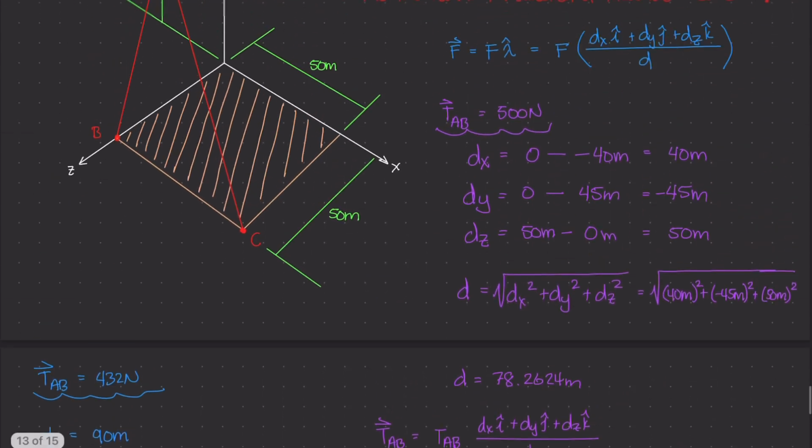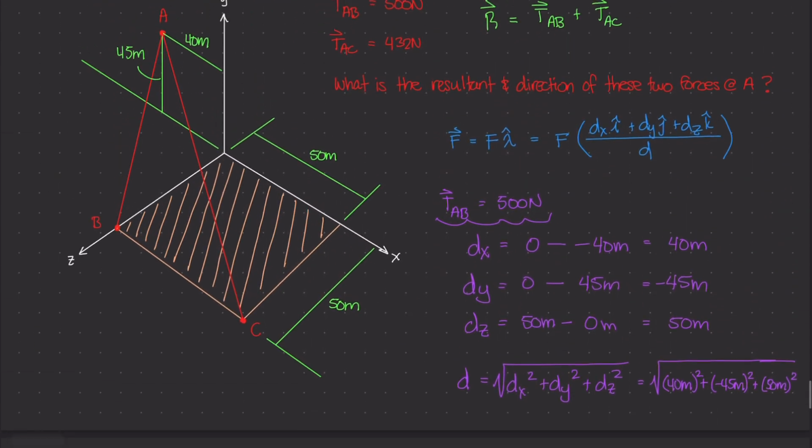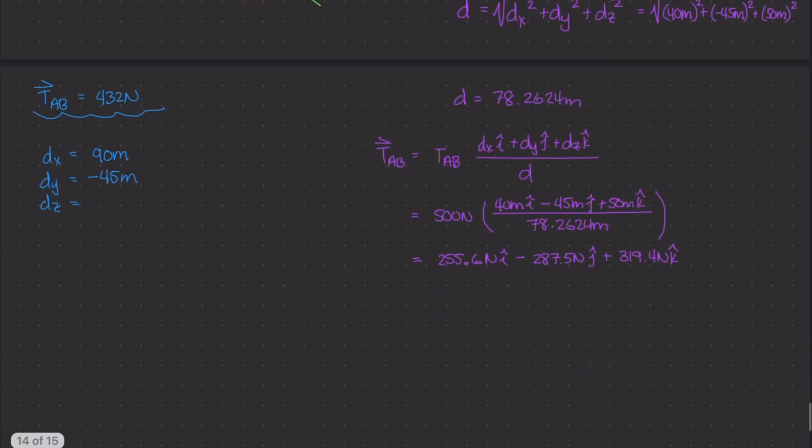Awesome. So lastly, for dz, dz is going to be the same, where it's going to be the distance from point A to point C in the z direction. And that is just this distance right here, which is 50 meters. So this turns out to be 50 meters.